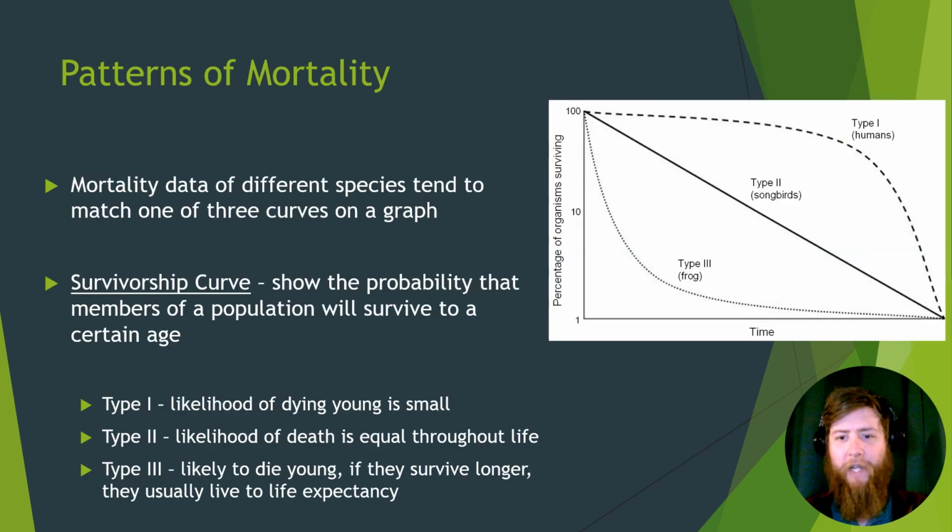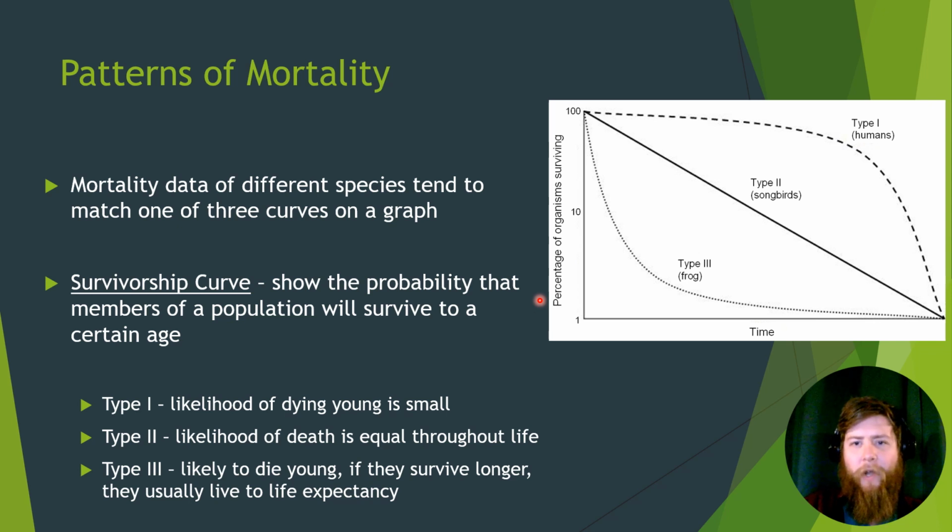So when we look at populations, another thing we look at is the patterns of mortality. Mortality of species depends on a lot of things in their lifetime, but most types of organisms end up being one of three types of survivorship curve. These curves show the probability that members will survive to a certain age, so over time, what percentage of them are still surviving.